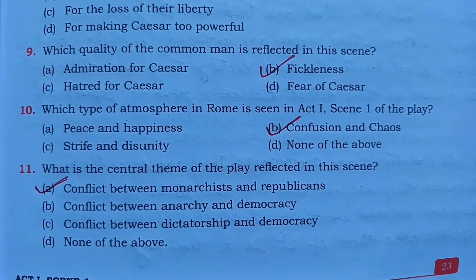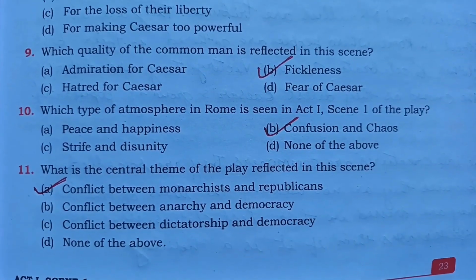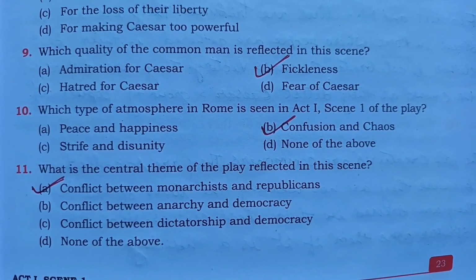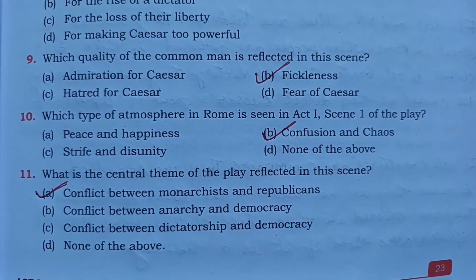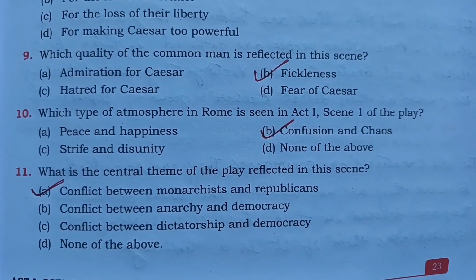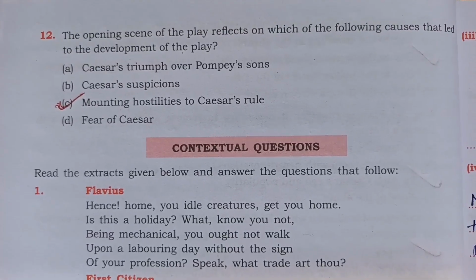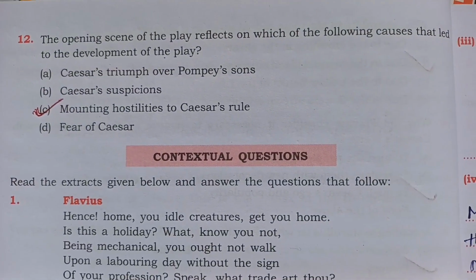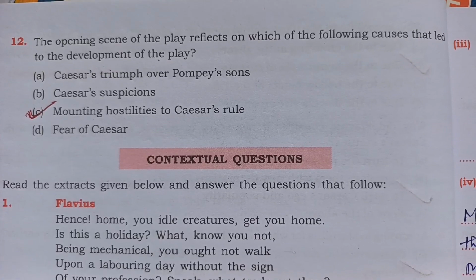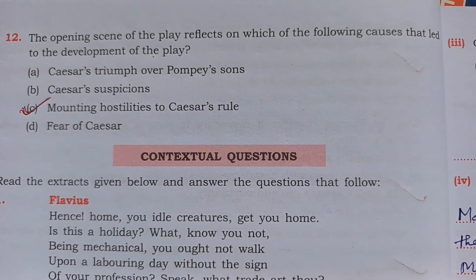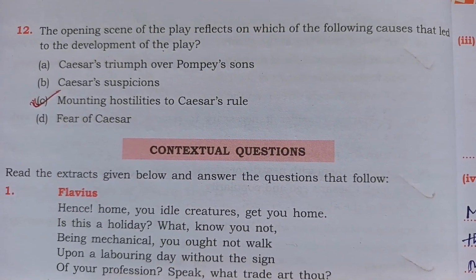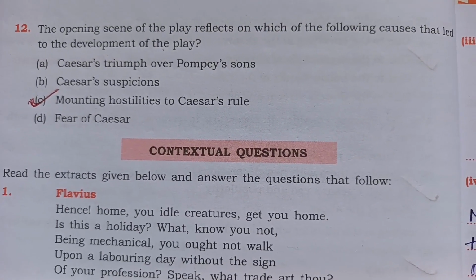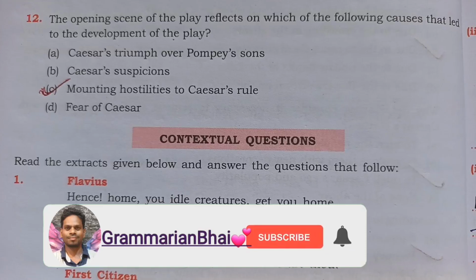Number 11, what is the central theme of the play reflected in this scene? Option A is correct, conflict between monarchists and republicans. Number 12, the opening scene of the play reflects on which of the following causes that led to the development of the play? So here option C is correct, mounting hostilities to Caesar's rule.